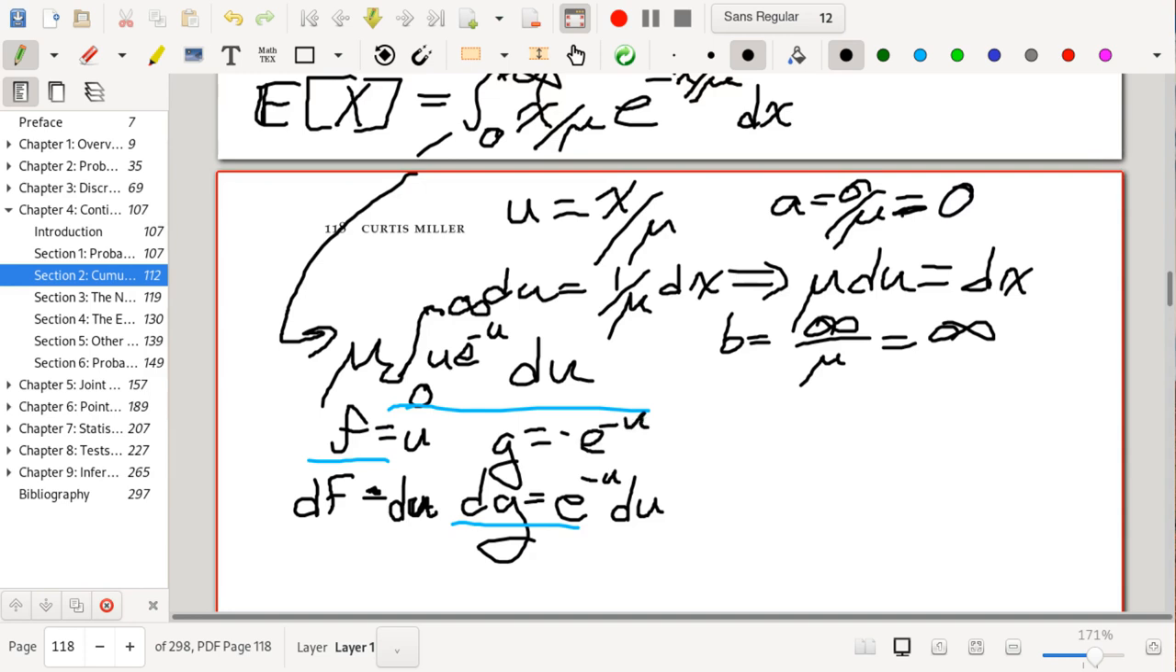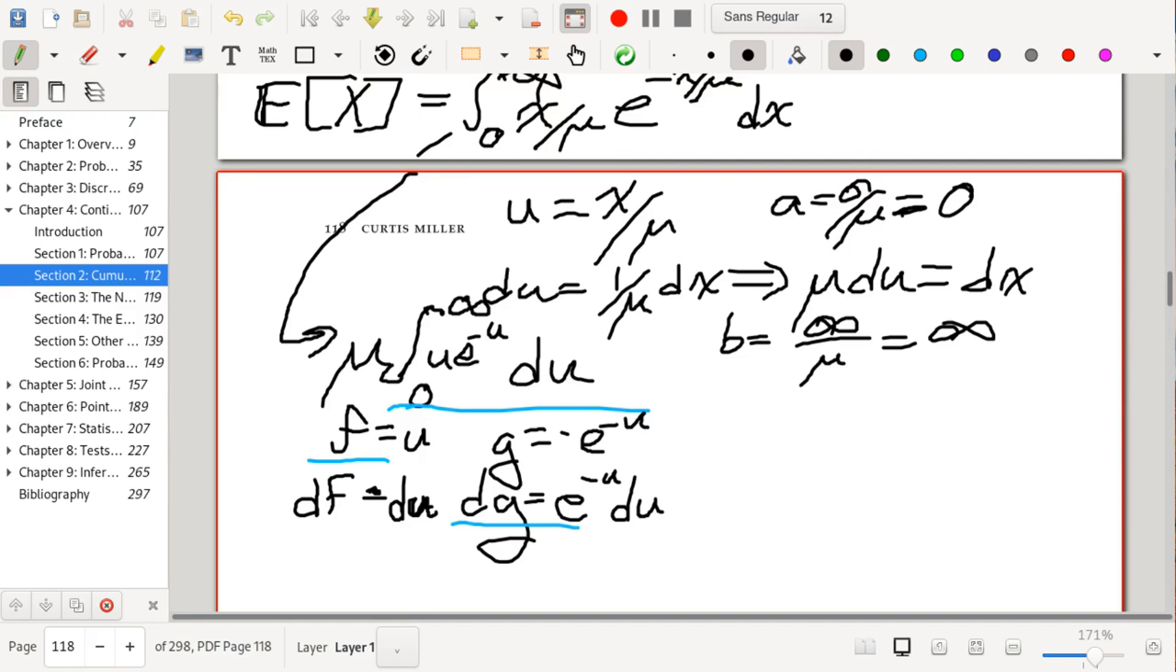If we'd chosen f to be e to the negative u, we would have been forced to go with u du as dg, which then, when we go to the antiderivative, would get us to u squared over 2, which would make our problem even harder because we don't know how to work with u squared over 2. So I chose the polynomial u because that in some sense brings me into a situation that I know, which is how to take the antiderivative of e to the negative u.